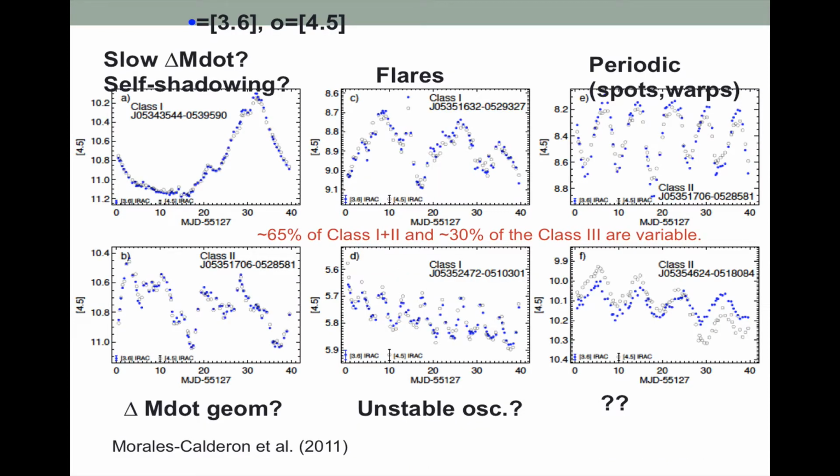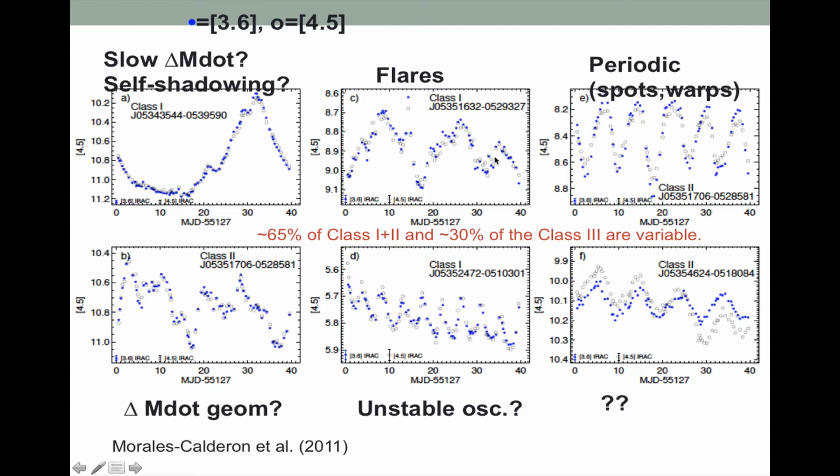So these are some of the light curves we have from Orion. The two channels from IRAC are the closed blue circles, which are 3.6, and the open circles, which are 4.5. There's brightness as a function of time. Here we have very slow changes. There's probably slow changes in mass accretion rate, maybe self-shadowing of the disk. This one, maybe, so you see it's irregular. Maybe this is changes in the accretion geometry that we're seeing.